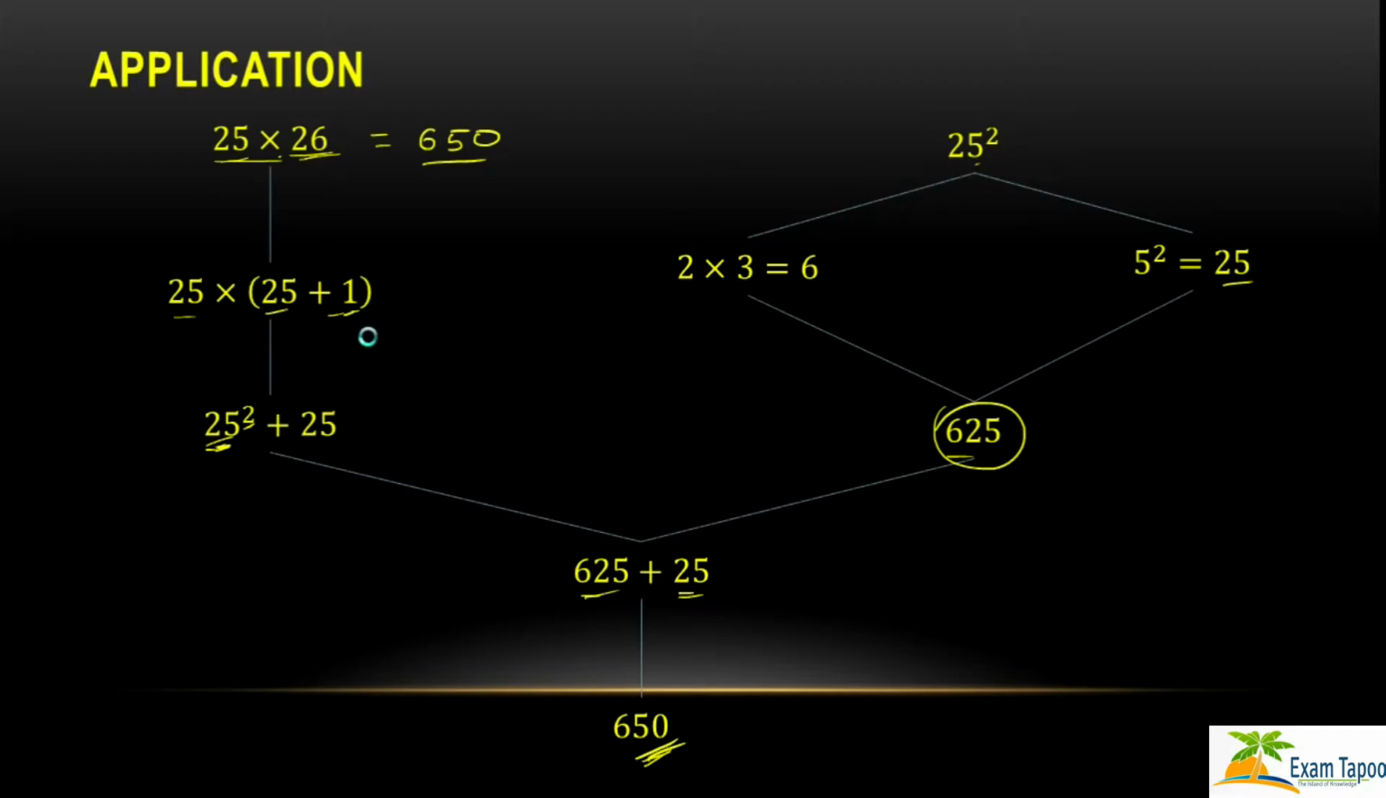Let's see one more example, a very interesting one. For example, if I have 25 times 24, now what should I do? What I can see is that in 25 times 24, this 24 can be written as 25 minus 1.